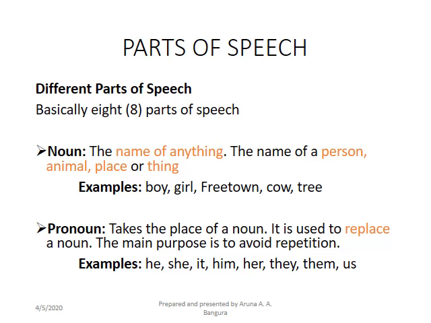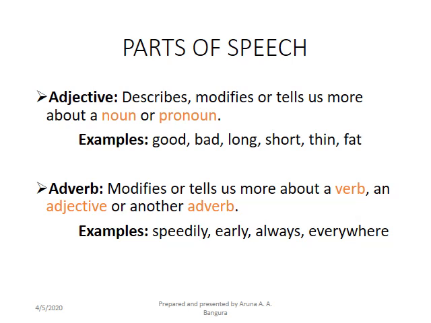Talking about pronouns, pronouns replace nouns. In other words, they are used to take the place of nouns. And the main purpose for this is for us to avoid repetition. Examples, of course, are he, she, it, him, her, they, them, us. They are all pronouns. Right. The main purpose of using pronouns is to replace nouns, and that's why we are able to get a flowing English speaking, because if we have to repeat the nouns all the time, it will sound awkward.